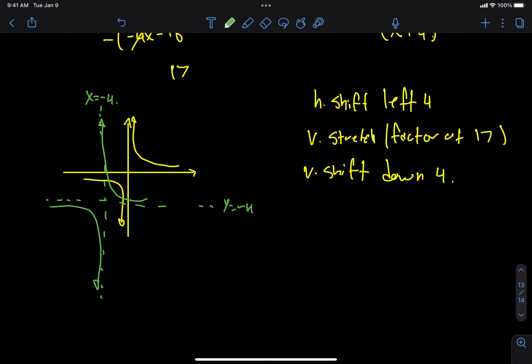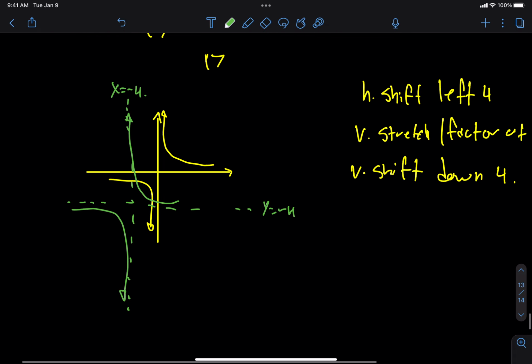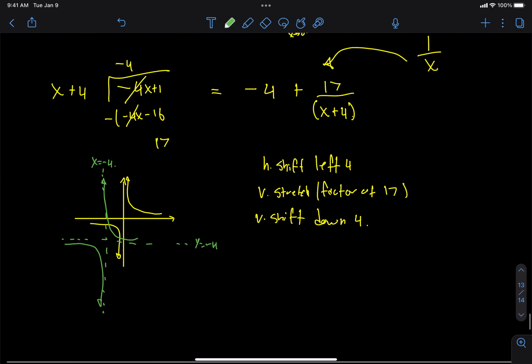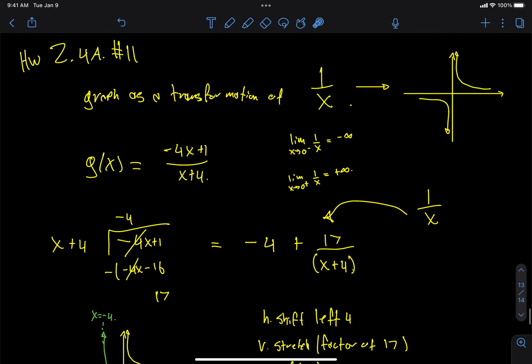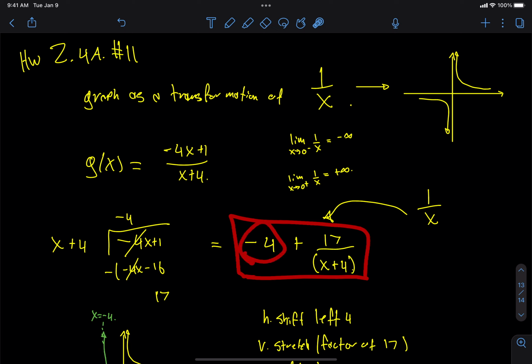Left 4, down 4, yes. Which 4 shifts it to the left and which 4 shifts it down? Okay, so you just came in. So what we're doing is talking about this problem, which is a transformation of 1 over x, where we view this as a transformation. We did long division, and we got an expression like this. Can you help Chris understand which one represents a shift down by 4, and which one represents a shift to the left by 4? The down is the negative 4 on the outside, and the left 4 is inside the parentheses.